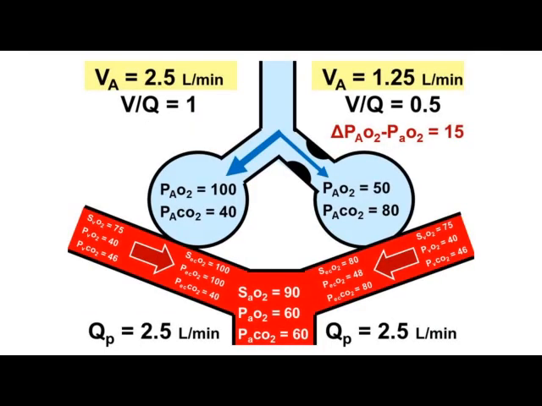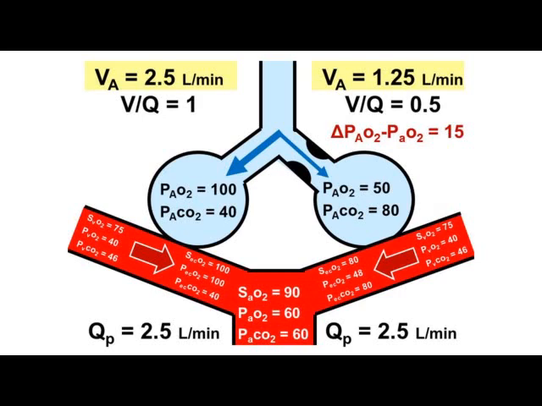However, it's not uniform. So here we have ventilation of 2.5 over 2.5. We know this is a VQ ratio of 1, and we know what the PO2 and PCO2 are there. Here we have a ventilation of 1.25 liters per minute over a perfusion of 2.5. That's a VQ ratio of 1/2. PCO2 in mixed venous coming in is 46, leaving this unit is 80. Over here we have a PCO2 of 40. The mean is 60, so the PCO2 would be 60.